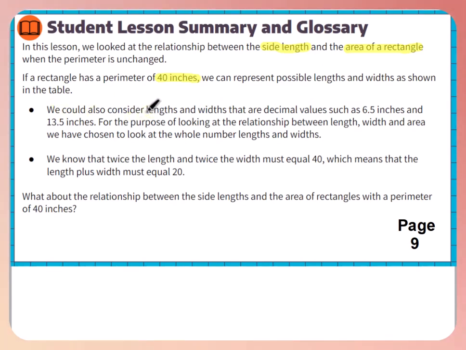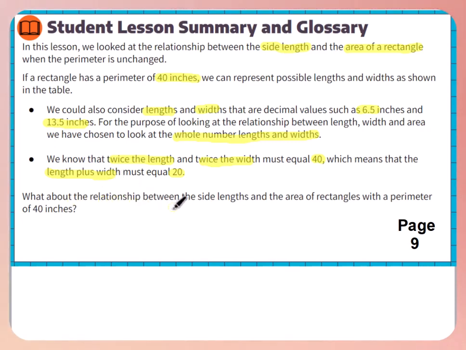We could also consider lengths and widths that are decimal values, such as 6.5 inches and 13.5 inches. For the purpose of looking at relationships between length and width and area, we've chosen to look at the whole number lengths and widths to make it easier for you. Now we know that twice the length and twice the width must equal 40. That's going to be our perimeter, which means that the length plus the width must equal 20. So if we're just adding one length and one width, that's going to be half the perimeter. We've got to double that to go all the way around the rectangle.